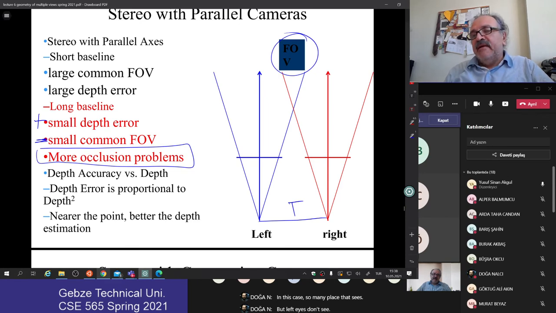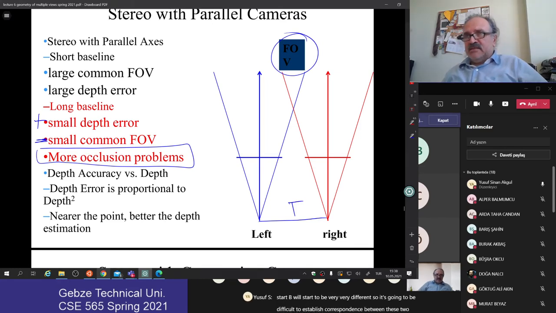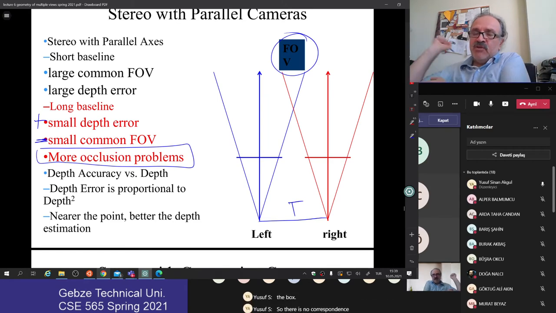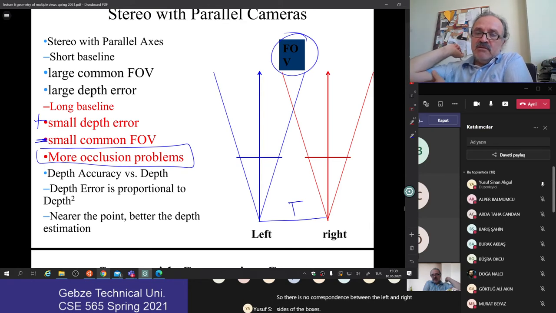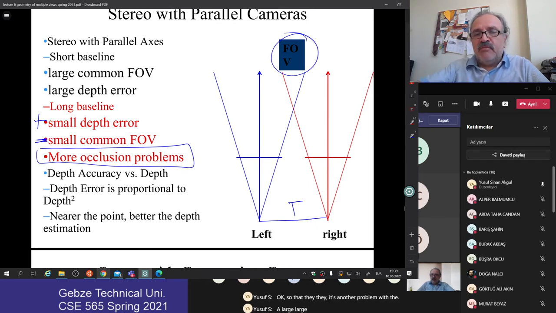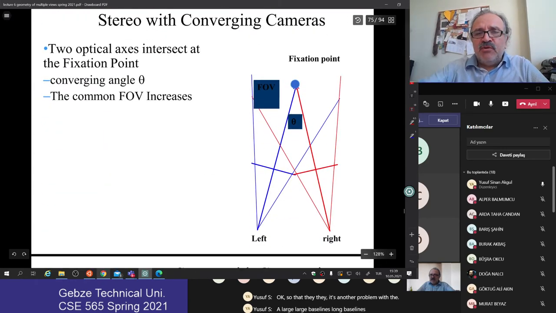Yeah, exactly. What you see from your left and what you see from your right will start to be very, very different. So it's going to be difficult to establish correspondence between these two. If you're looking at a box, one eye will see the left side of the box, the other eye will see the right side of the box. So there is no correspondence between the left and right sides of the box. So it's another problem with large, long baselines.